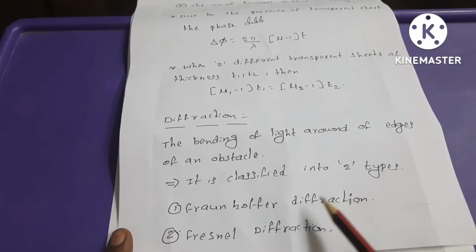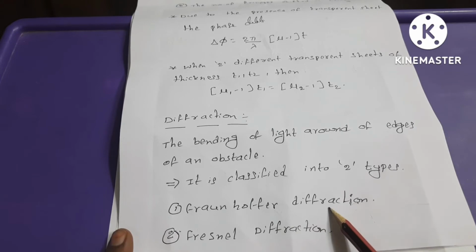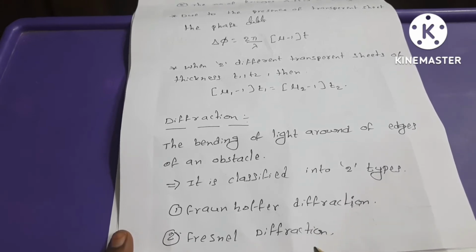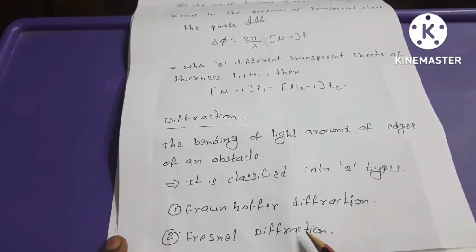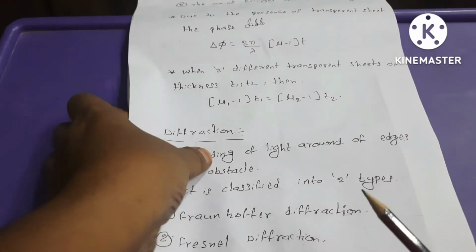The difference is that in Fraunhofer diffraction the source and screen are at infinite distance, whereas here they are at finite distances. For this we require a lens. For the other we do not need any lens to observe it. So these are a few differences. When you go through the concept, you can read it.